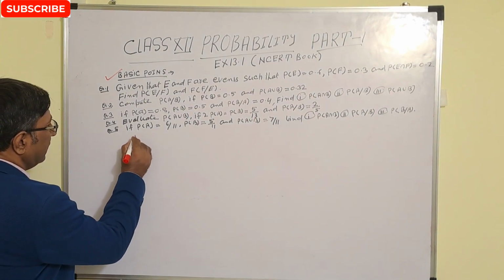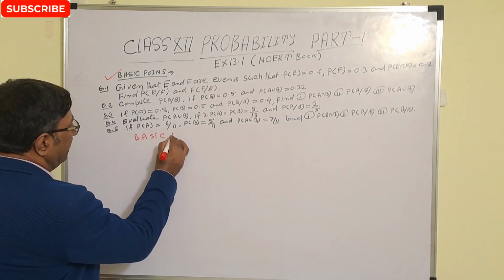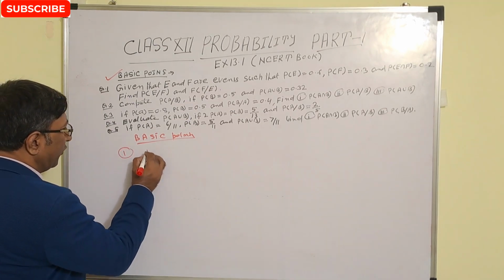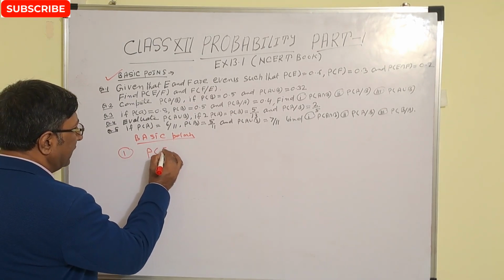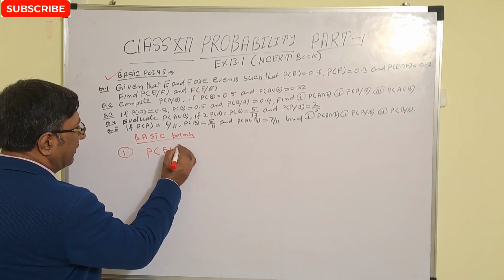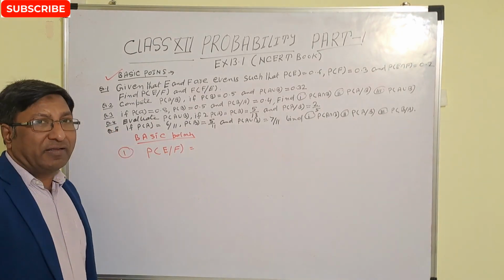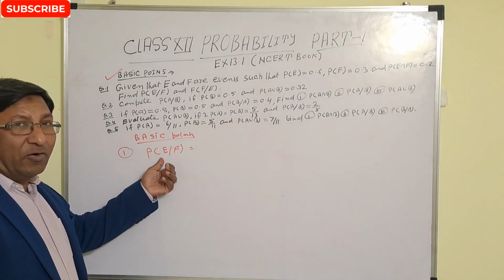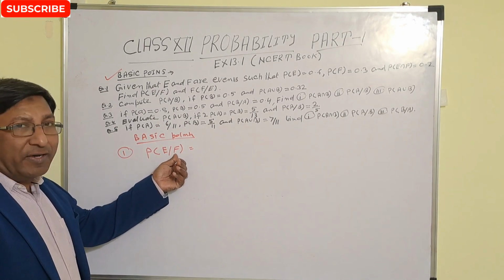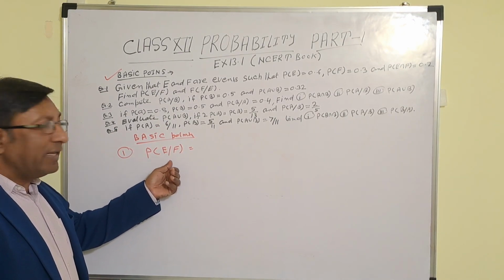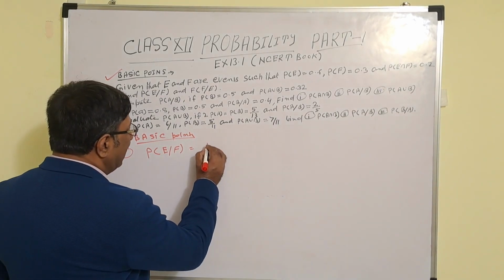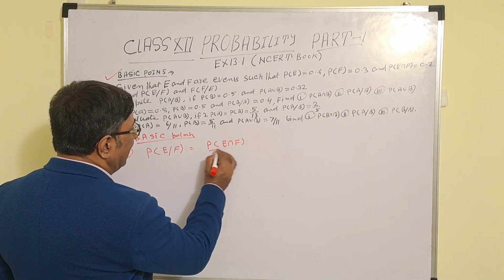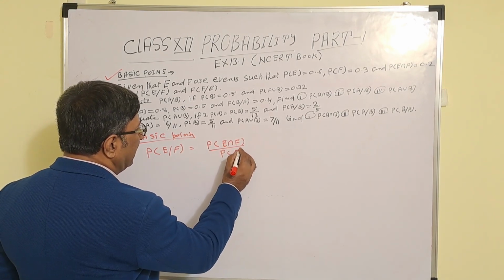So what is the basic point? See here, this is basic point first. So basic point first is what? That is probability of E when F has occurred. So E and F are the two events and S is a sample space. So probability of E when F has already occurred is called probability E by F. So what is the formula? That is probability of E intersection F divided by probability of F.